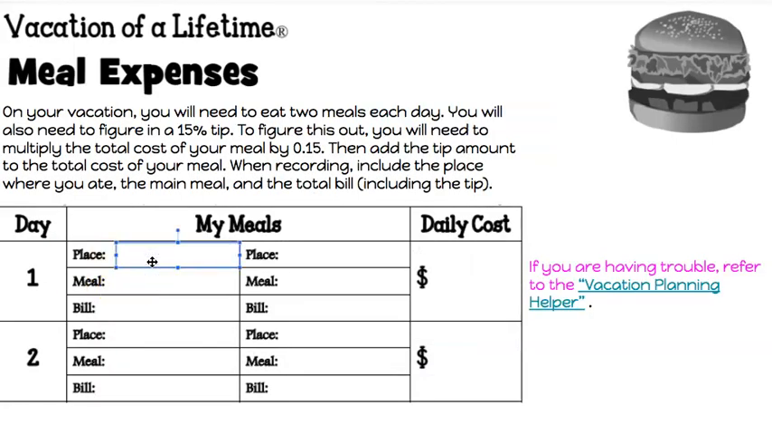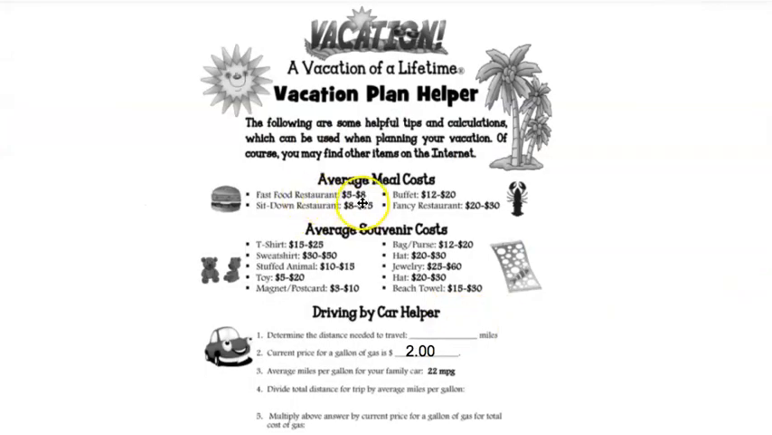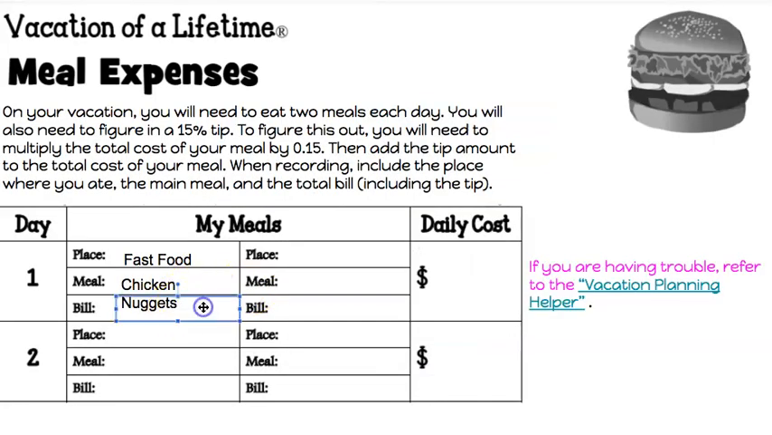So day 1, I am going to say I am going to fast food. Okay? Now you need 2 meals each day. Fast food, the meal, I can say chicken nuggets, right? I'll have chicken nuggets for dinner. Now, if I use the vacation planner for fast food, it is $5 to $8. So I will say, just for this purpose, it is going to be $7. Okay? Now, you also need to figure out a 15% tip, and you can do that at the end.